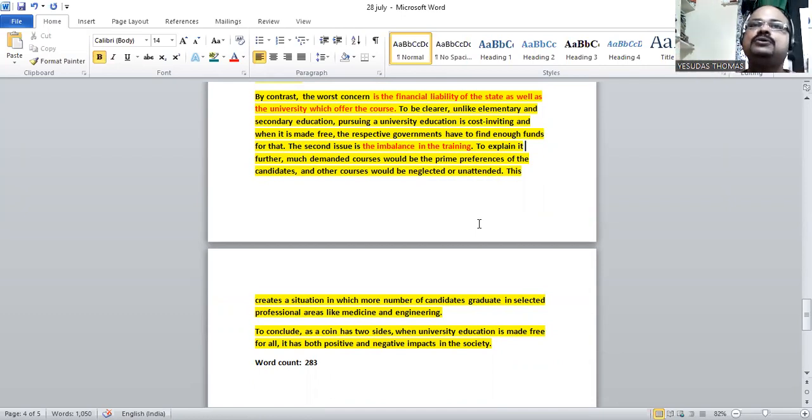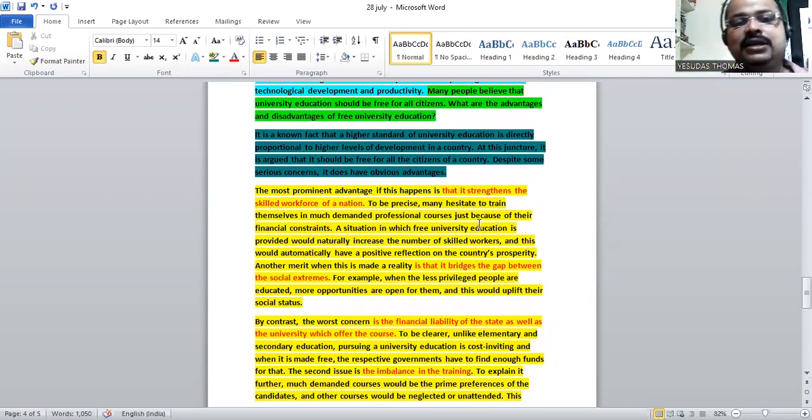I'm not going to give any personal opinion. You might have in your mind that you need to express your emotions and your stand. Nowhere it's asked in the question. The question asks you, what are the advantages and disadvantages of this free university education? That's it. We are not going to say any opinion. We are not going to say our own personal viewpoint in this particular essay.